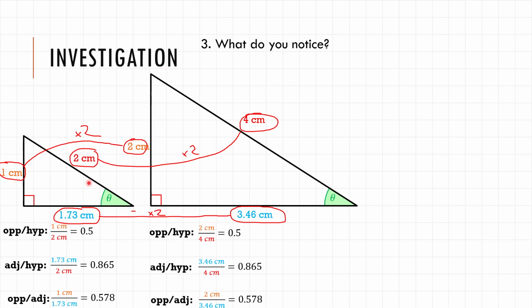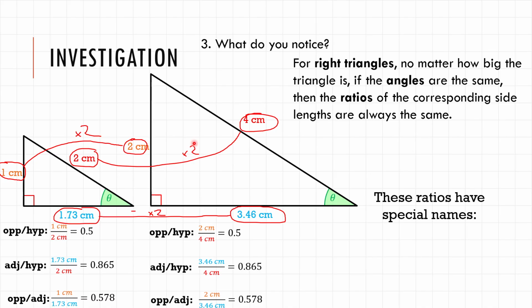Another thing that you might have noticed is, when I took the opposite side and divided it by the hypotenuse, I got 0.5 in this triangle and in this triangle. Even though this one was bigger, even though all the sides were bigger, when I divided the two sides, I ended up getting the same number. And that happened for the adjacent over hypotenuse and the opposite over the adjacent. So one thing to pull away from this investigation is that when you have right triangles, no matter how big the triangle is, if the angles are the same, then the ratios of the corresponding side lengths are always the same as well.